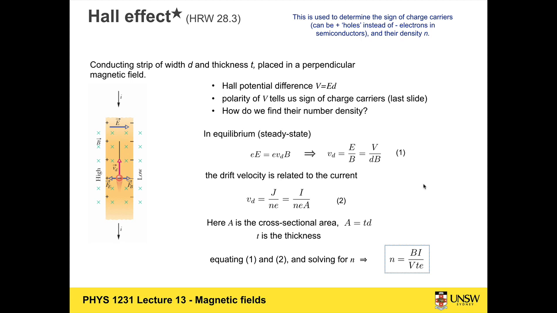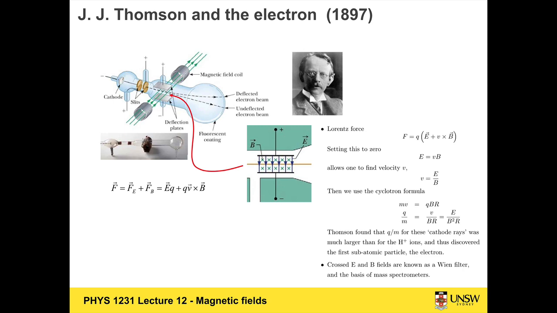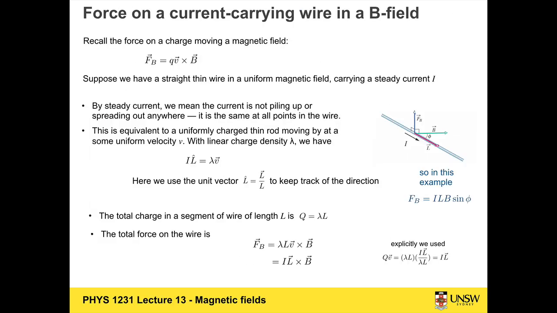This sort of Hall effect is used even now to make these types of measurements. But it basically all follows from the combination of electrostatic and magnetic forces, just like the experiment of J.J. Thomson.